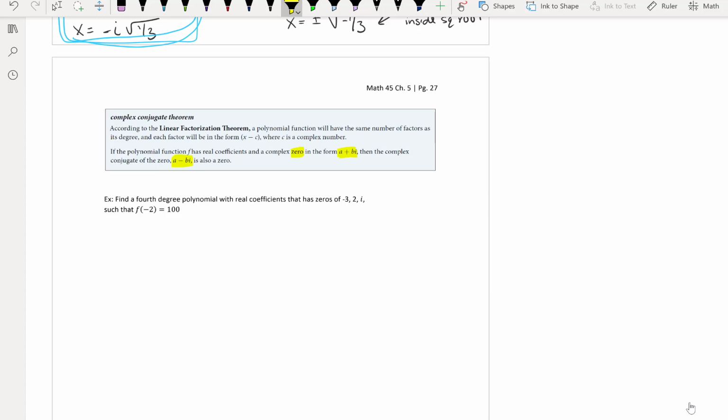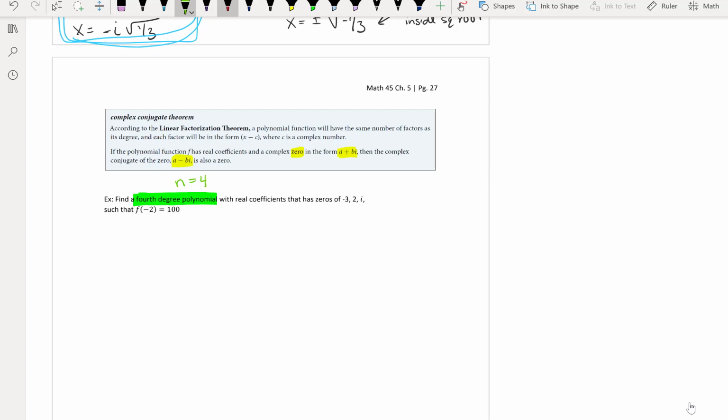And of course we know that if a polynomial has degree 4, then it should have 4 factors. So it says, find a 4th degree polynomial with real coefficients that have zeros negative 3, 2, and i, such that f of negative 2 is equal to 100. So, okay, the fact that it says a 4th degree polynomial tells me that my degree, n, should equal 4. So I should have about 4 factors here.